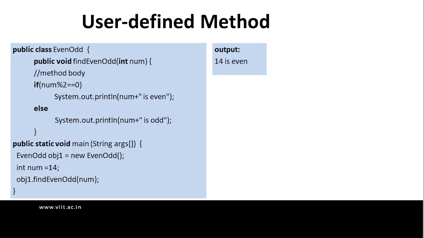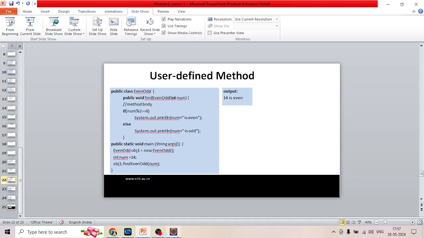In the main method we will have obj1 as an object of EvenOdd. Here the number we are declaring is 40, and then obj1 will call findEvenOdd, and this will print either it is even or odd. The logic is simple. If number mod 2 is 0, then it is even, otherwise odd. So we can have this program also.